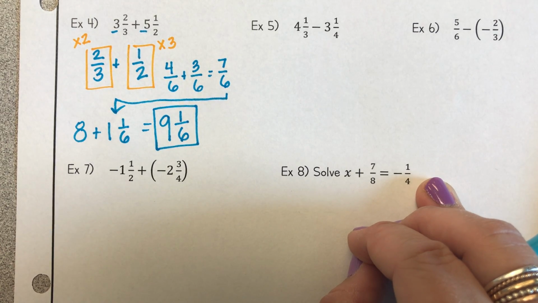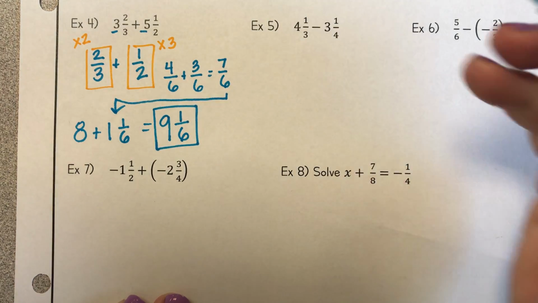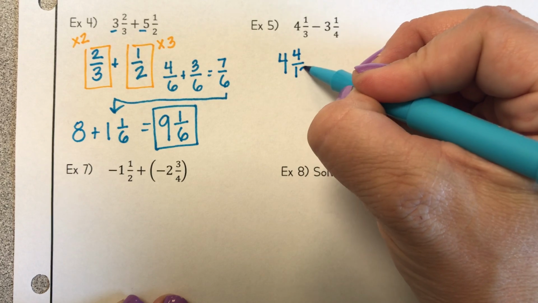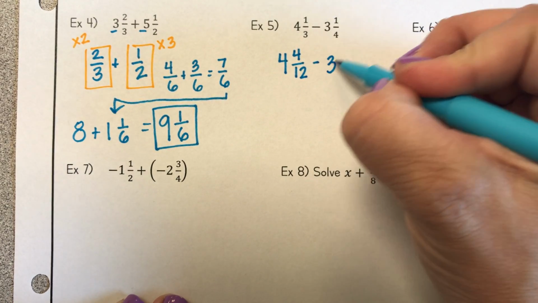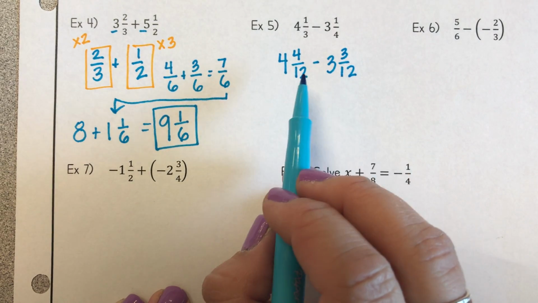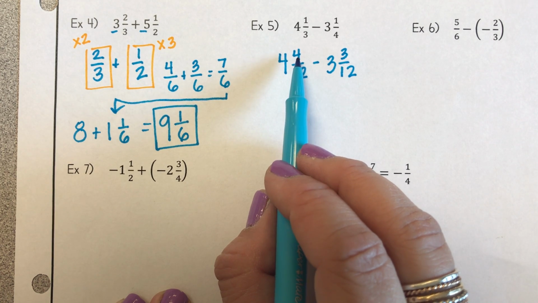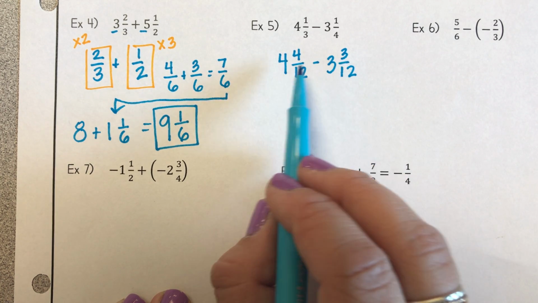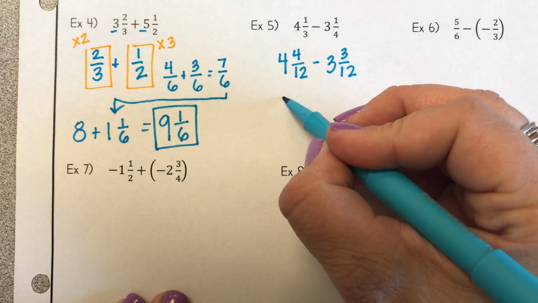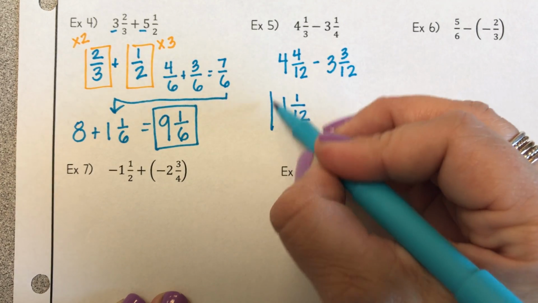Okay, let's look at number 5. Common denominator for these two when I'm subtracting would be 12. So this is the same thing as 4 and 4/12 minus 3 and 3/12. Okay, when you're subtracting, we're going to set them up as mixed numbers, and then we're going to make sure that this numerator is larger than this one. And now I'm just going to get to subtract. 4 minus 3 is 1. 4/12 minus 3/12 is 1 over 12.